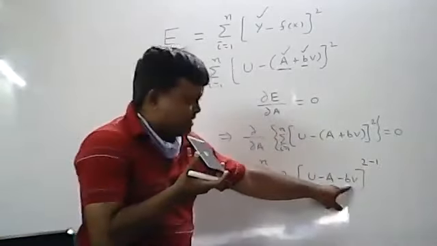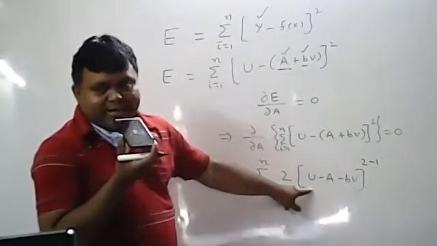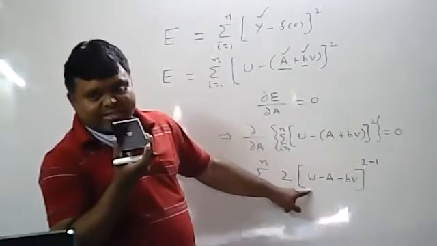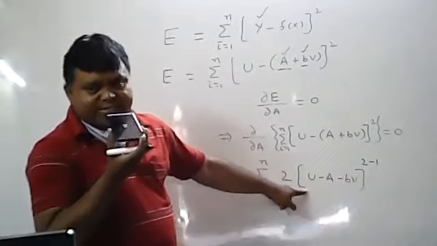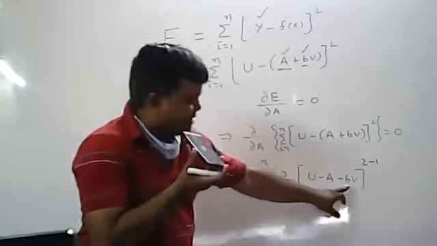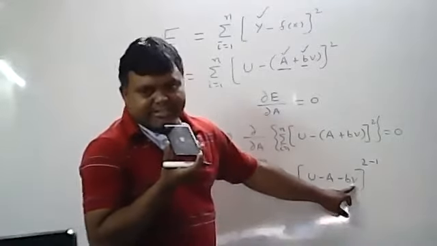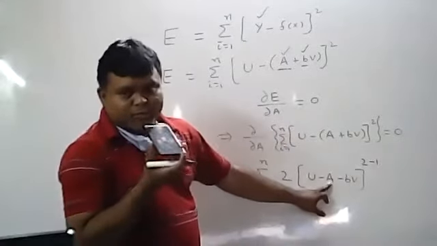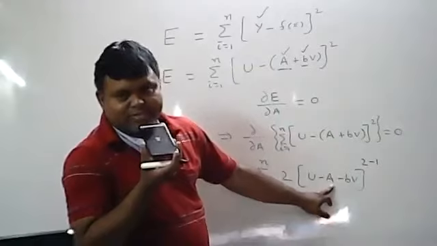That means wherever capital A is there, partial differentiation exists. Remaining terms are treated as constants. Constant partial differentiation is 0. So here A is not there, the partial differentiation with respect to A is 0. Here also A is not there, partial differentiation is 0. Only this term exists. So partial differentiation of A with respect to A is 1.